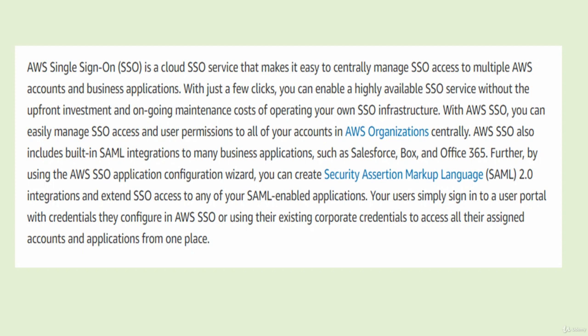So you can add user permissions to all your accounts in AWS Organizations centrally, and you can also include the built-in SAML integrations to many business applications such as Salesforce, Box, Office 365, and more. You can configure wizards, you can create Security Assertion Markup Language integration and extend SSO access to any of your SAML enabled applications. You can use these things for corporate credentials and other things.